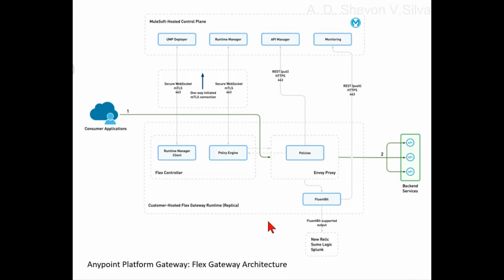Anypoint Flex Gateway is an Envoy-based, ultra-fast, lightweight API gateway designed to manage and secure APIs running anywhere. Built to seamlessly integrate with DevOps and CI/CD workflows, Flex Gateway delivers the performance required for the most demanding applications and microservices, while providing enterprise security and manageability across any environment.